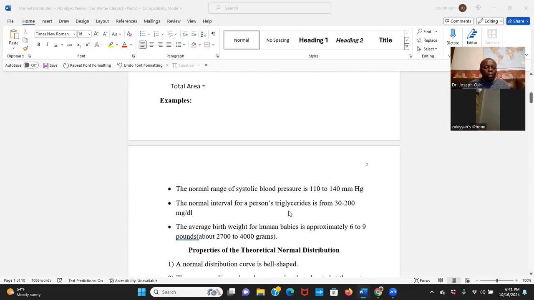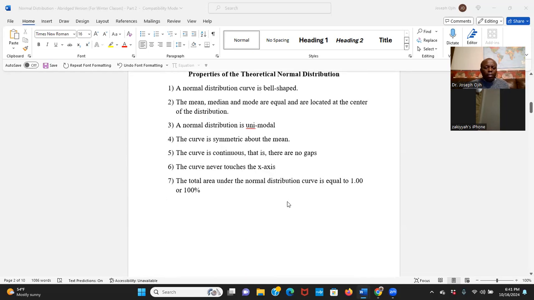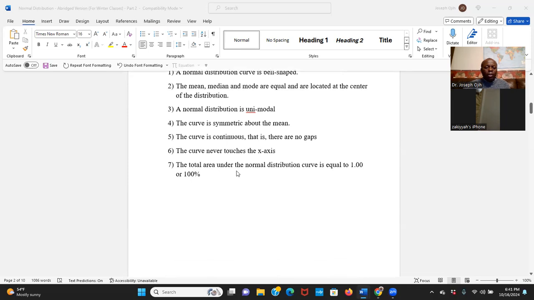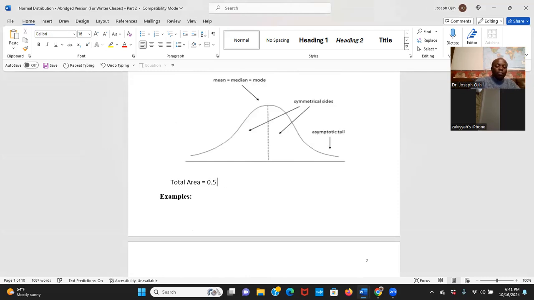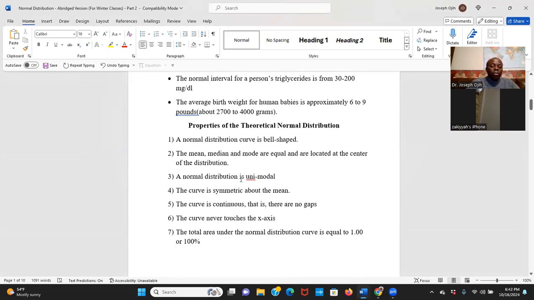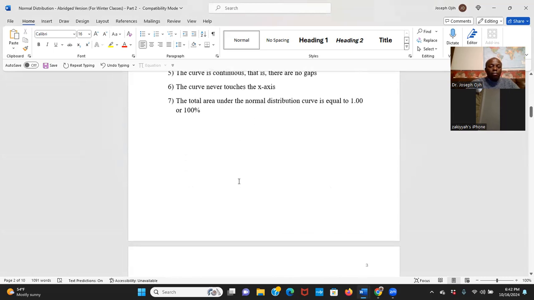Next, the total area under the normal distribution curve is equal to 1.0, or we can also call it 100%. So you see, half of this is 0.5, and the other half is 0.5. So the total area equals 0.5 plus 0.5, which is 1.0, or 100%. So that is the properties of the normal distribution.